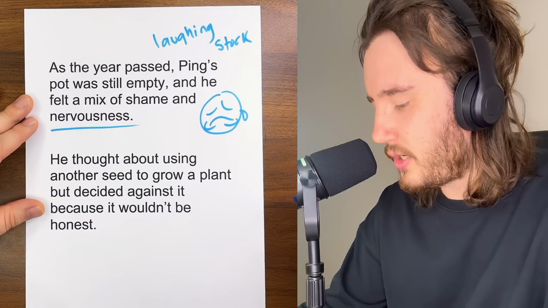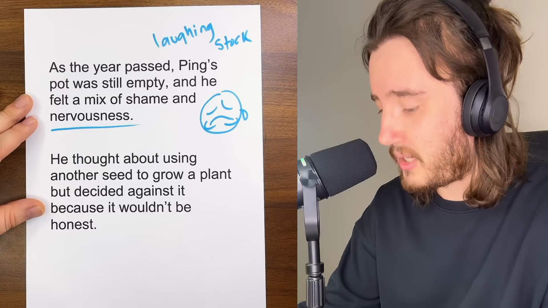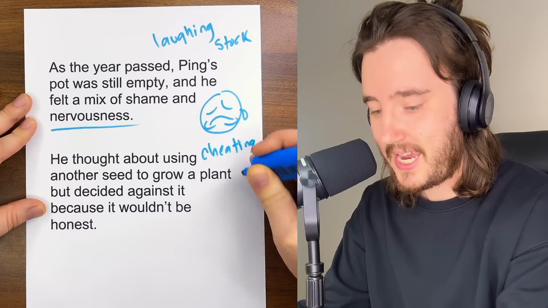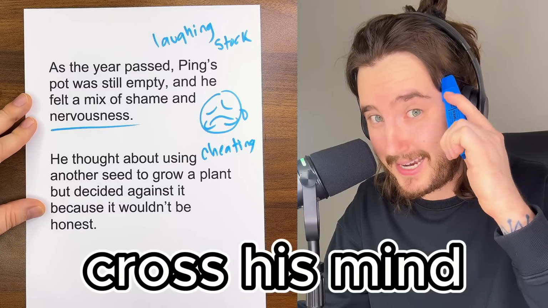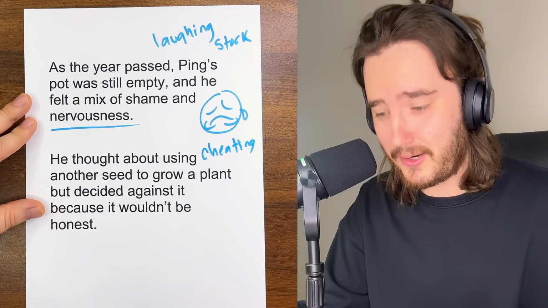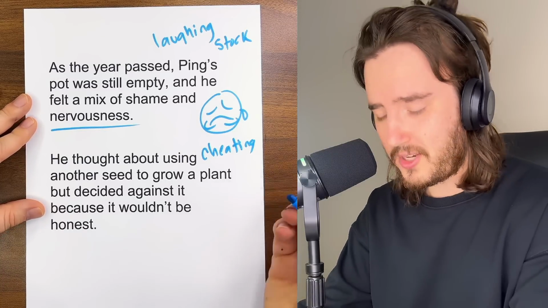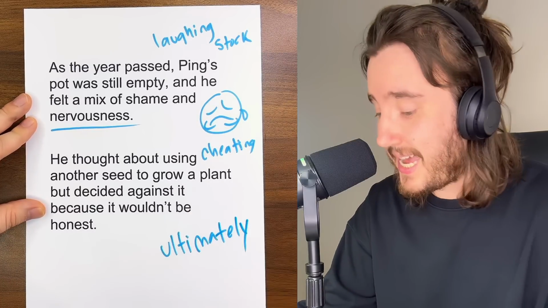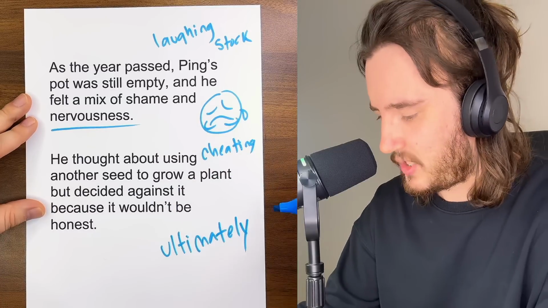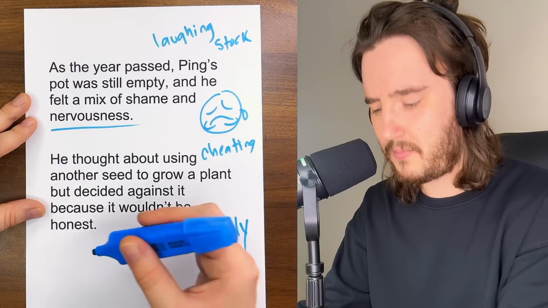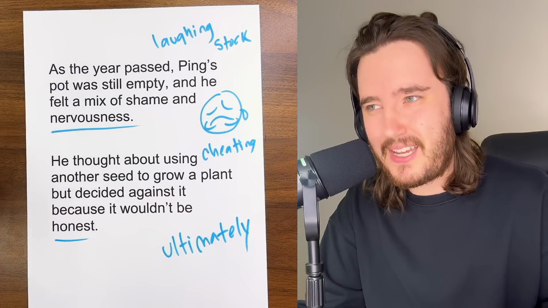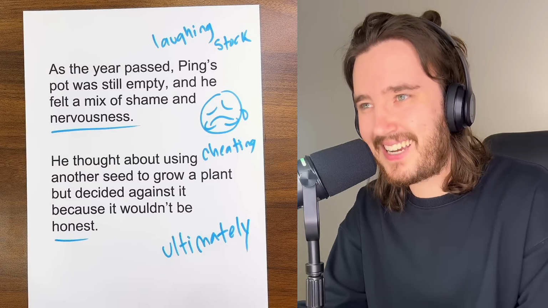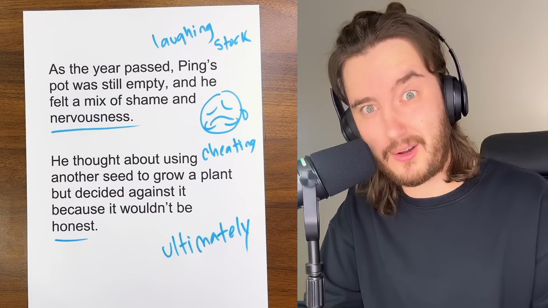He thought about using another seed to grow a plant. He thought about cheating, in other words. So it did cross his mind. He did consider it, but ultimately, or in the end, he decided against it. Why? Because it wouldn't be honest. Because it went against his virtues. It went against his principles, we could also say.